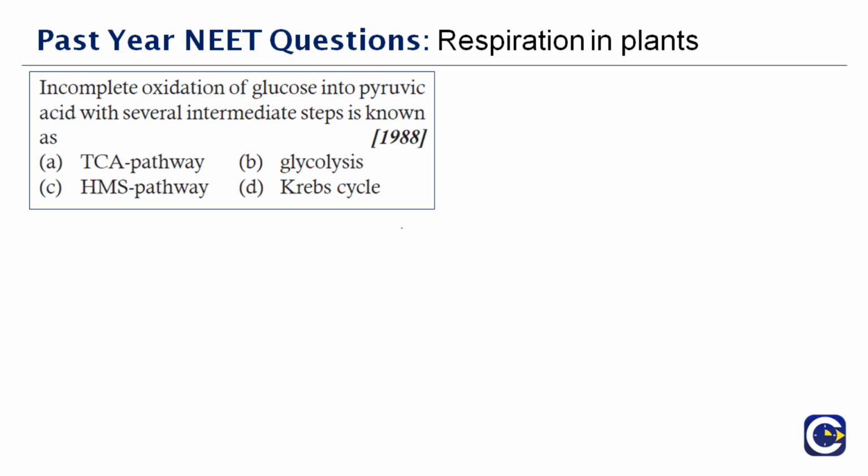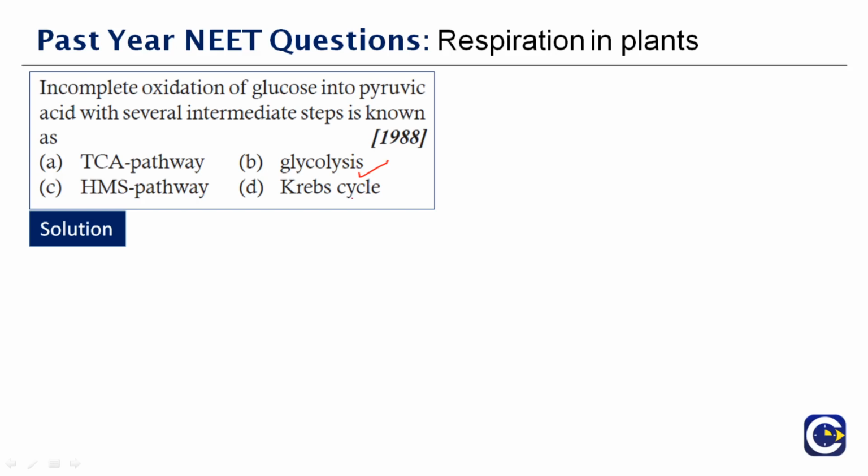Next question. Incomplete oxidation of glucose into pyruvic acid with several intermediate steps is known as dash. Again, this is an easy question for you. We all know incomplete oxidation of glucose into pyruvic acid. Where did we see all these components? Is it in TCA, HMP or Krebs cycle? It is during glycolysis. Glycolysis involves the process of partial oxidation. A hexose sugar will break down into 2 molecules of pyruvic acid through a series of 10 enzyme mediated reactions. And we all know glycolysis occurs in cytoplasm of a living cell.